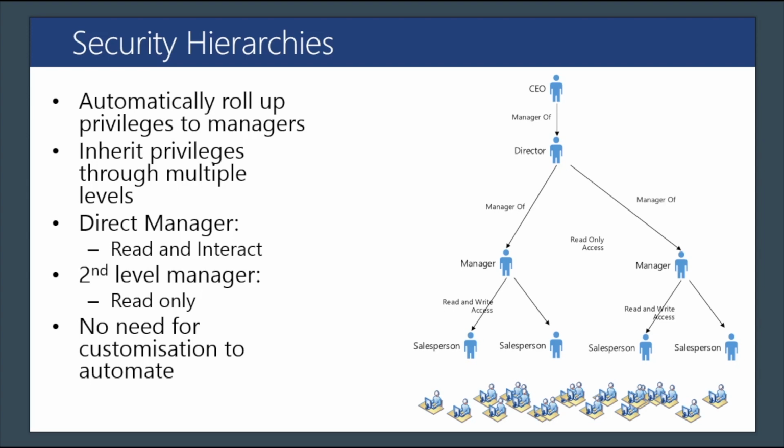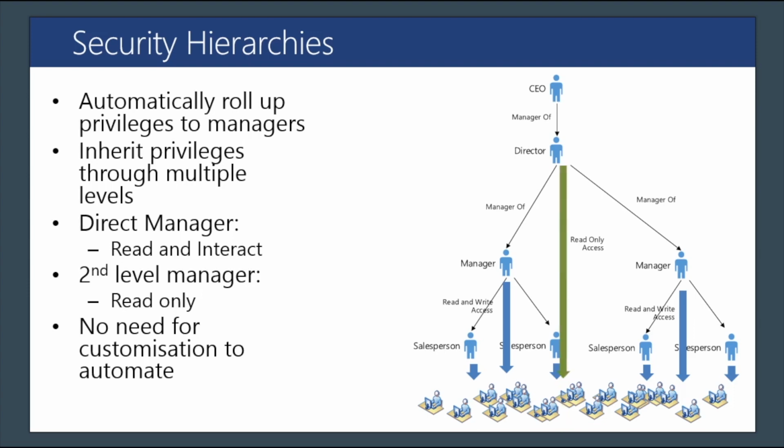So when we're using the manager hierarchy, by default, the direct manager of a user would have read and edit permissions to records via the hierarchy. Whereas the second level or skip level manager would automatically be granted read access to any of the records owned by their direct subordinates. There's no need for you to customize to automate this. You can set up your hierarchy and the system will automatically derive the access based on the management hierarchy here.